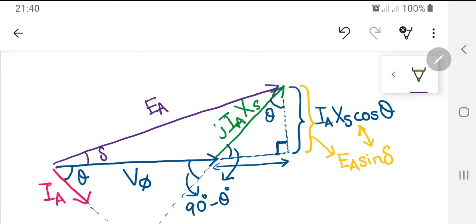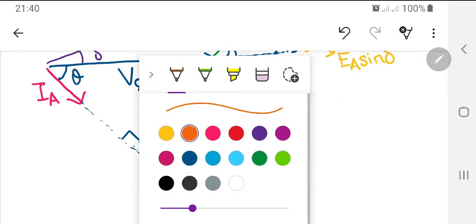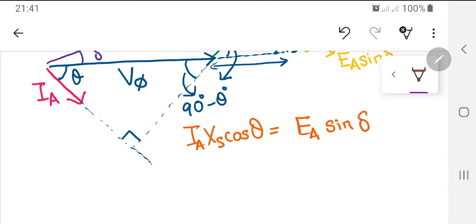So what this means is that if I now write down this equation, using the dark color, this is IAXS cos of theta equal to EA sine of delta. Now this is a very interesting equation.